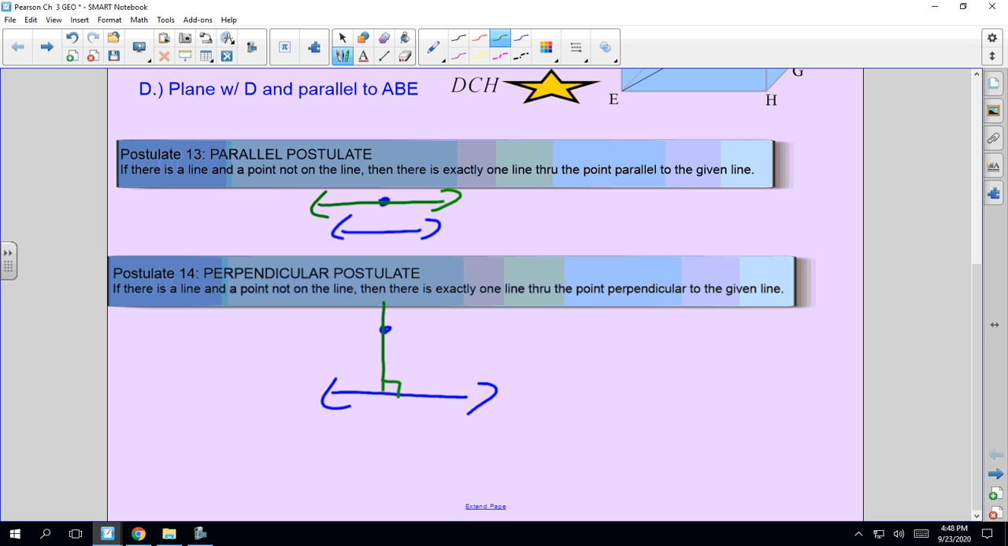So I would draw pictures for these so you have an idea of these two postulates. You don't have to remember the name of it if you can just describe it in words when it comes up. If there's one and only one line parallel to a given line through a given point, there's one and only one line perpendicular to a given line through a given point.